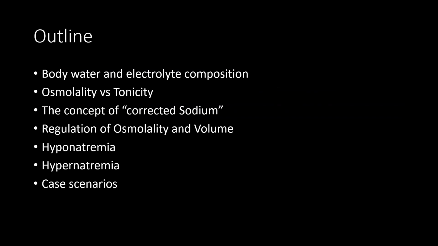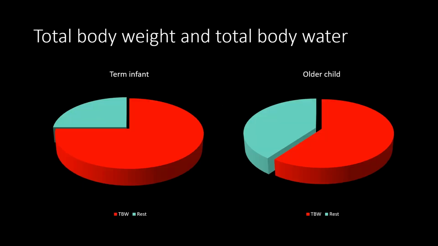So what is the outline of discussion for today? We will understand the body water and electrolyte composition of the body, what is osmolality and what is tonicity, what is the concept of corrected sodium, and how osmolality and volume are regulated. Then we will learn about the causes of hyponatremia and the causes of hypernatremia and how to approach them, and if possible we'll discuss some case scenarios.